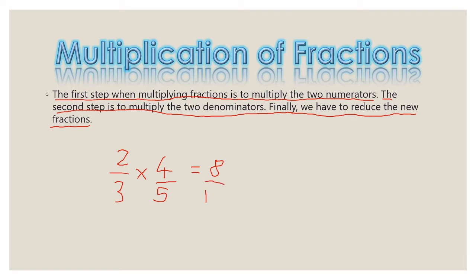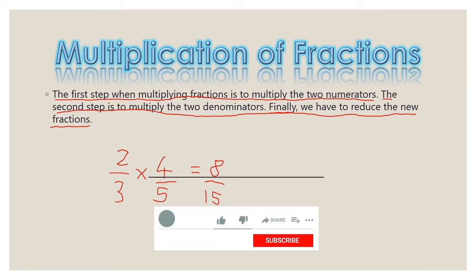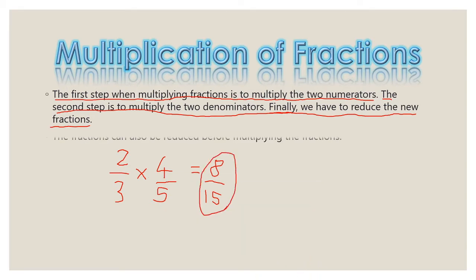So we got here 8 upon 15, and now what is written is that we have to reduce the new fraction that we have got. These fractions can't be reduced. So the final fraction that we have got is 8 upon 15.